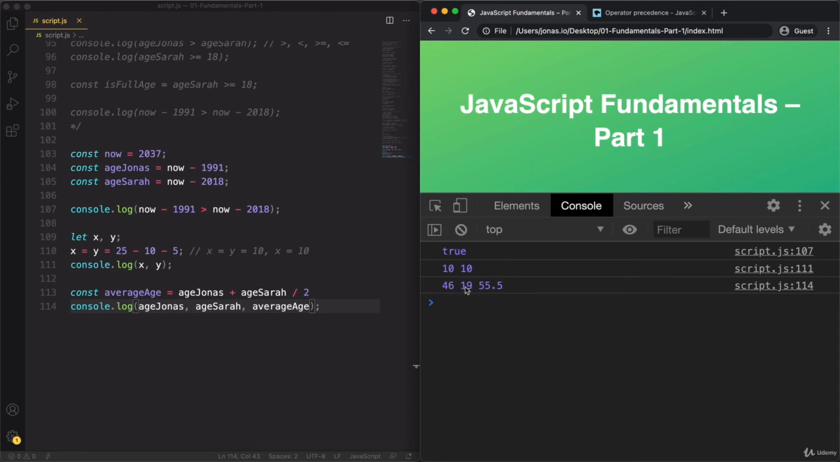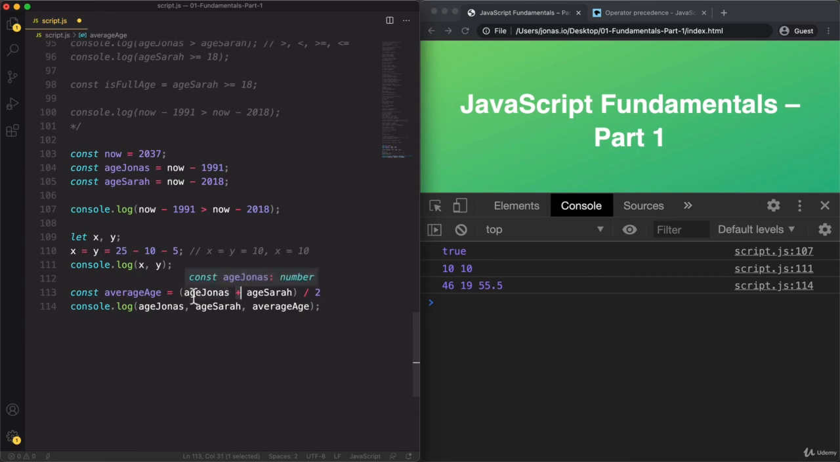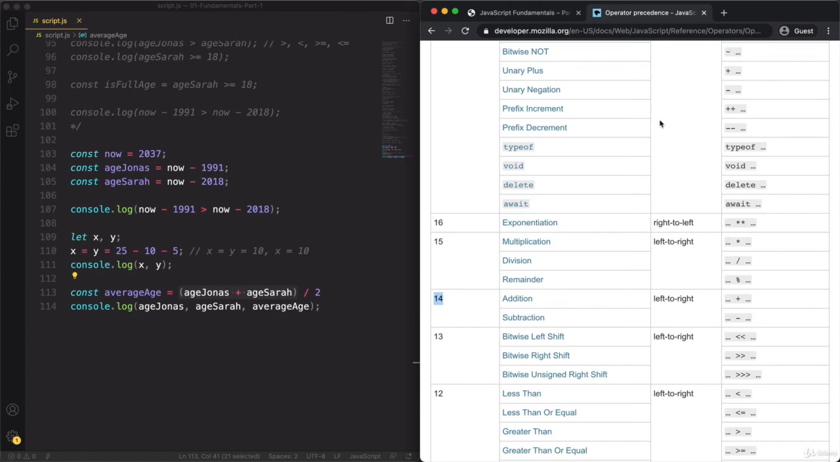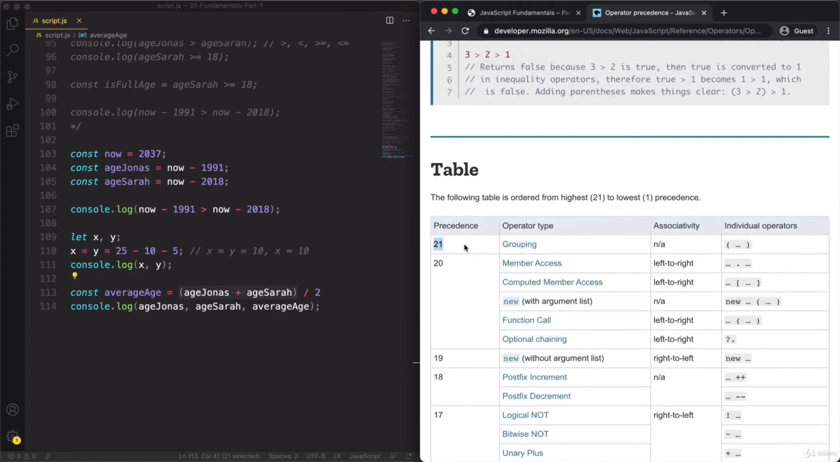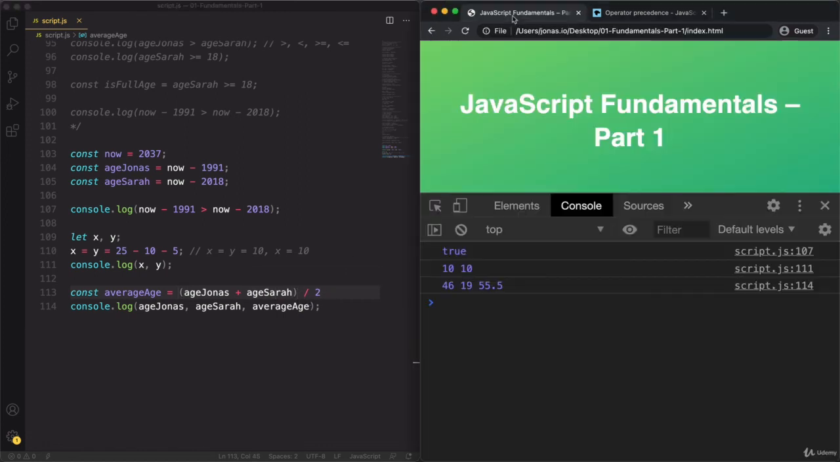And so that's where the parentheses come in. So by using parentheses, once more, just like in mathematics, we can make it so that this operation here is executed first. Okay, so basically everything that is within the parentheses which have the precedence of 21, right? So now this one is executed first and then the division. And so, yeah, now it makes sense.